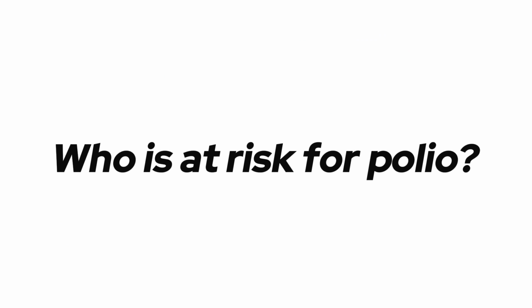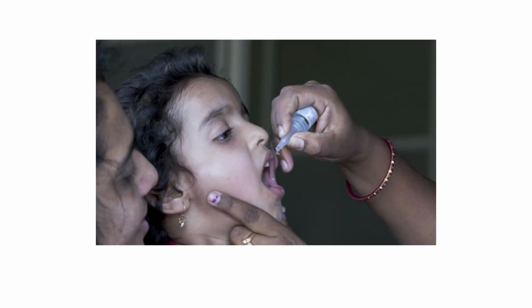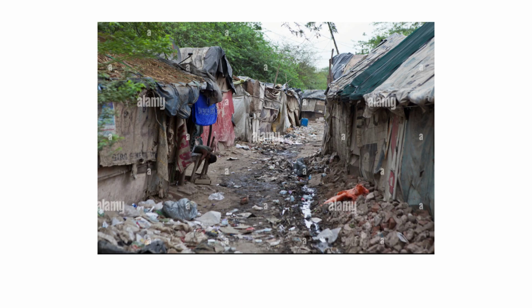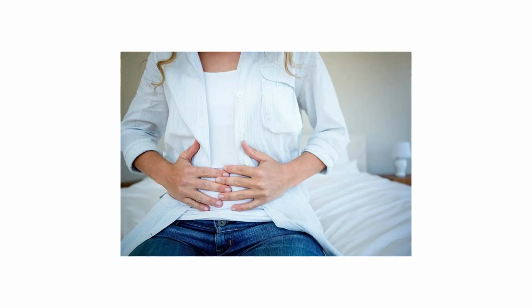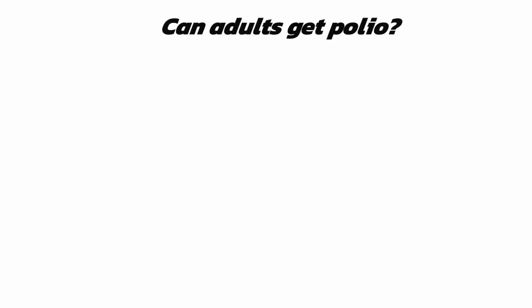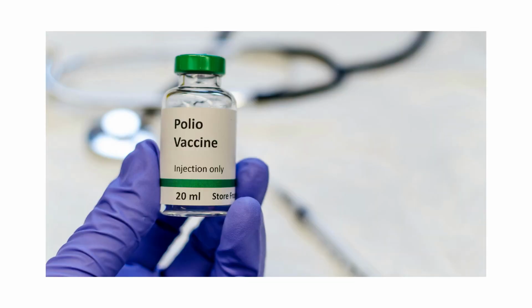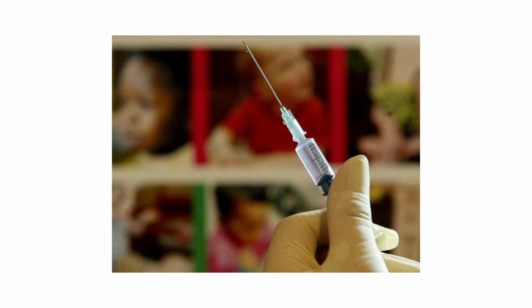Who is at risk for polio? You're most at risk for polio if you aren't vaccinated and you live in or travel to an area where polio hasn't been eliminated, live in or travel to an area with poor sanitation, are under 5, or are pregnant. Can adults get polio? Yes, adults can get polio. Many adults have immunity, either because they're vaccinated or they've had polio. Adults who aren't vaccinated can get polio if they're exposed to poliovirus.